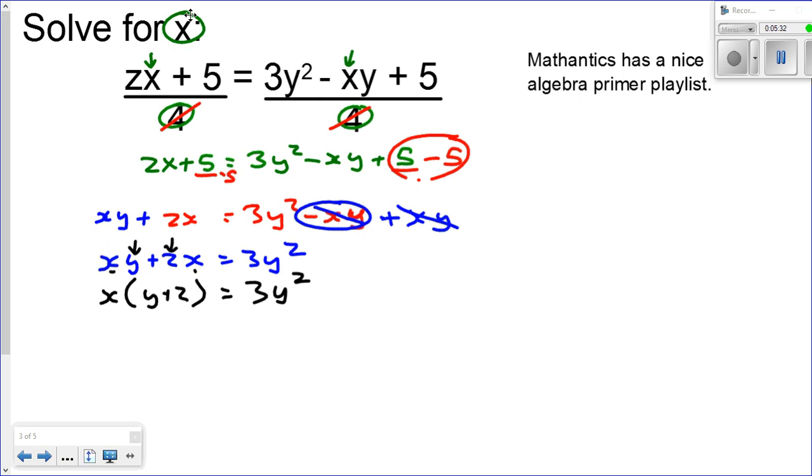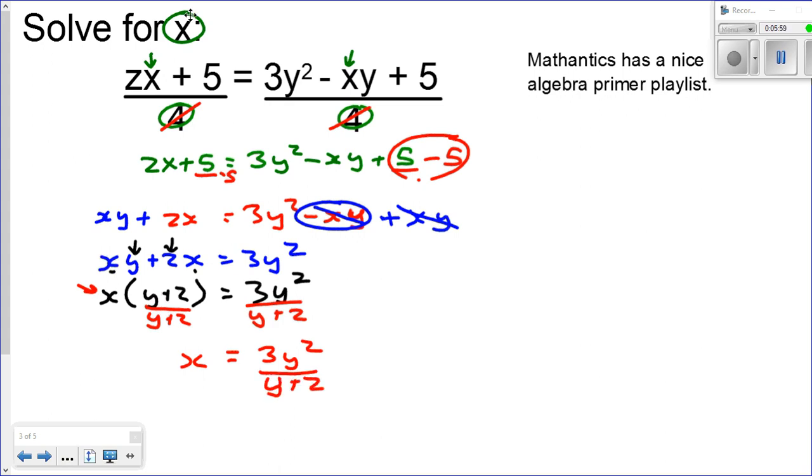Finally, again, we're trying to get x by itself. Right now it's being multiplied by (y plus z), so we're going to divide by (y plus z), which means we have to divide by (y plus z) on the other side. And that's going to leave us with an x on the left, because we divided (y plus z) by (y plus z), and it's going to leave us with 3y squared over (y plus z).